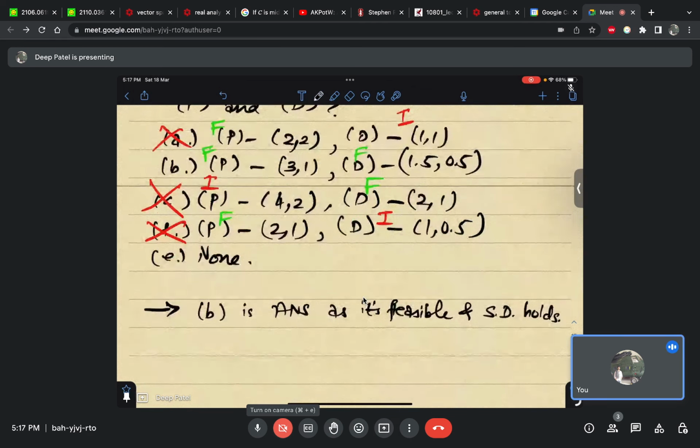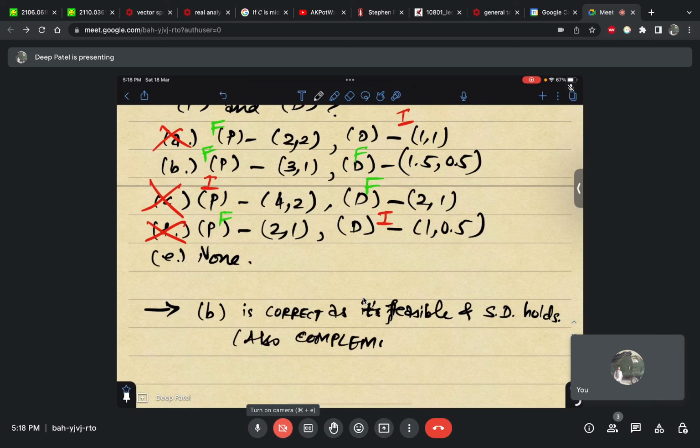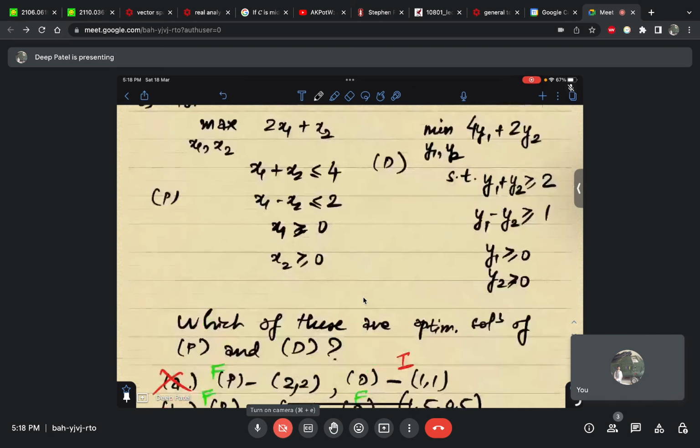So we need to be slightly careful again. Strong duality holds, and more generally we need to check for complementary slackness. But this suffices, right, if we check the strong duality conditions? Because strong duality and complementary slackness are equivalent, right?